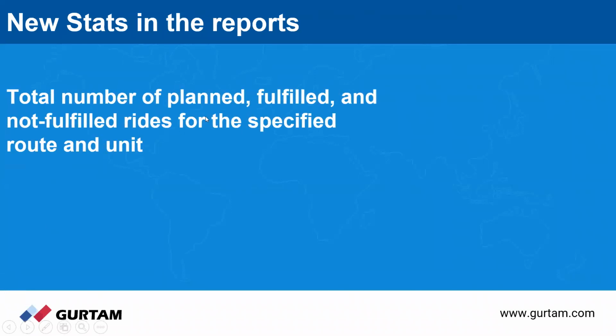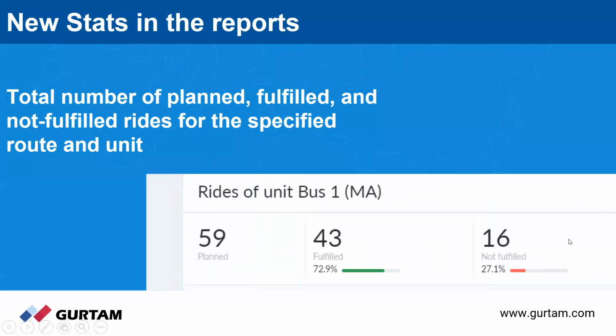The first is the total number of planned, fulfilled, and not fulfilled rides for the specific route and unit. That's the first, or the leftmost, part of that panel. Again, there were 59 planned rides according to our schedule created in advance. 43 of them are fulfilled, or 73%, and 16 of them were not fulfilled. So this gives you a snapshot of fulfilled and not fulfilled rides for that particular unit. General statistics.